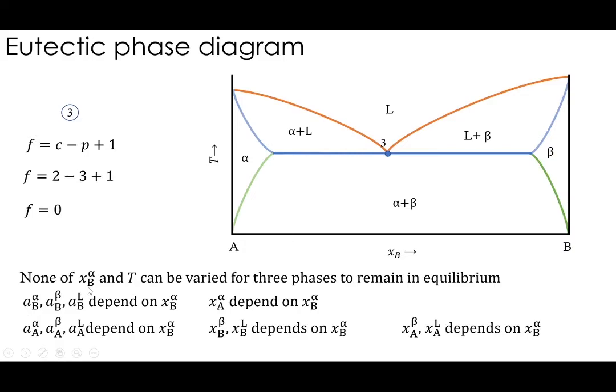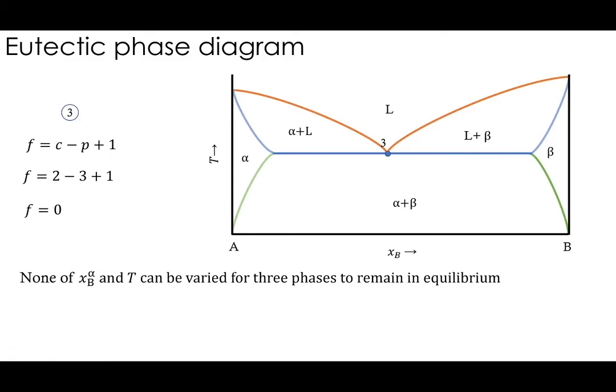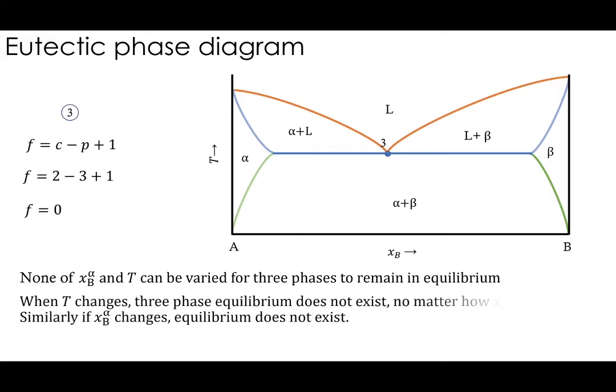So here we are talking about XB alpha. Why are we talking about only this? How can it take care of all the composition variables? You can possibly pause the video and check whether these arguments are fine with you. That is not that important. We'll talk about what it means. Let us think about that. When temperature changes, three-phase equilibria does not exist. The moment you change the temperature from this point to any other point, the equilibrium is disturbed.